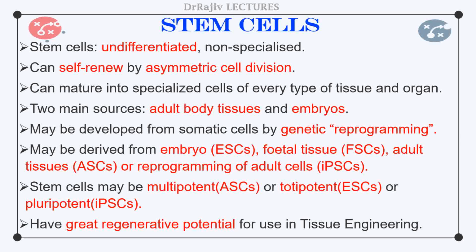There are several different types of stem cells for use in regenerative medicine. These may be derived from early embryo, known as embryonic stem cells, fetal tissue, known as fetal stem cells, normal adult tissues, known as adult or somatic stem cells, or from reprogramming of adult cells, known as induced pluripotent stem cells or iPSCs. Based on differentiation potential, stem cells may be multipotent or totipotent or pluripotent.